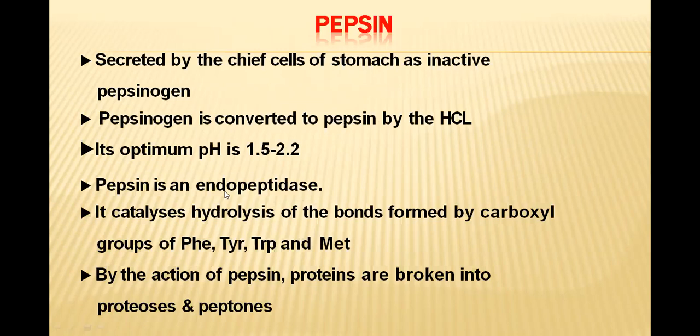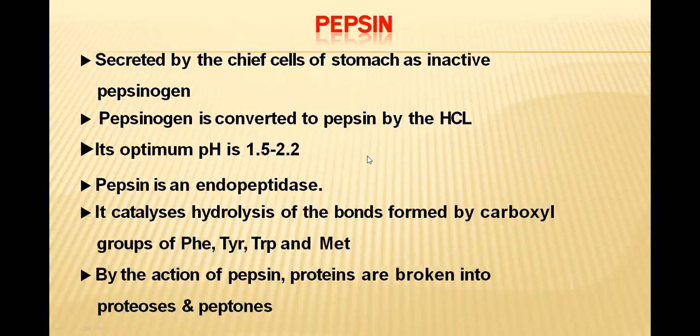There are two types of peptidase enzymes. One is endopeptidases and another one is exopeptidases. We will come to know the difference between endopeptidases and exopeptidases in this class itself at a later section. So the pepsin enzyme catalyzes the hydrolysis of the bonds formed by carboxyl groups in phenylalanine, tyrosine, tryptophan and methionine amino acids. By the action of pepsin, proteins are broken into proteases and peptones.